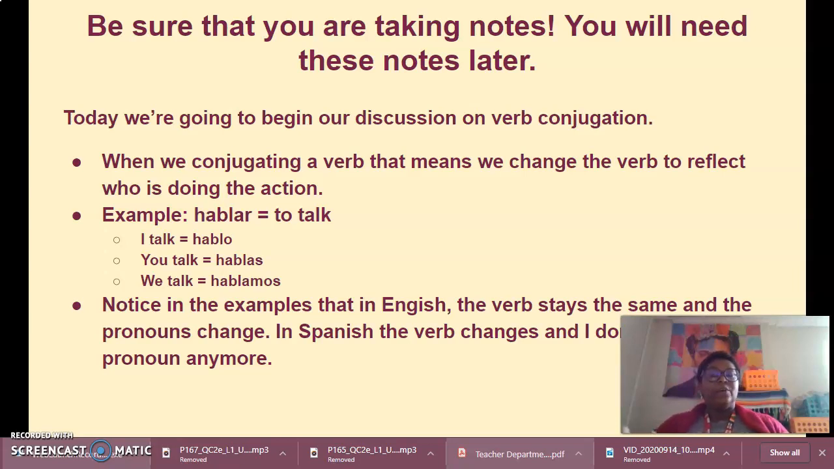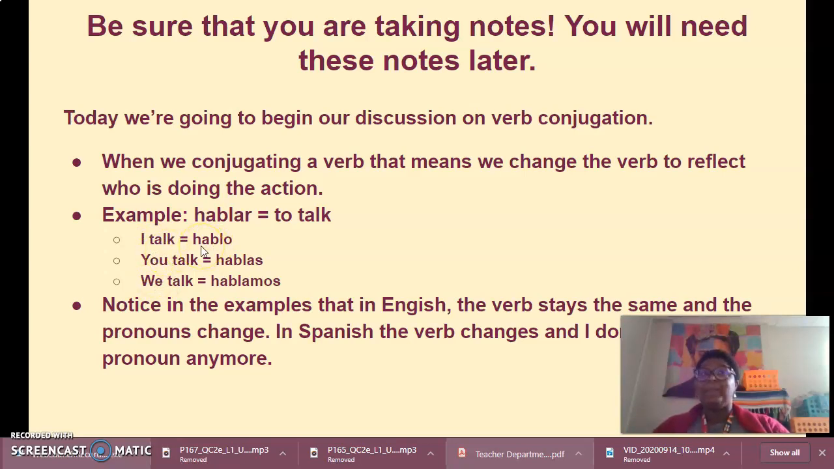All right, so take a look at what just happened there. As you can see on the example I've got on the screen, in English, the verb doesn't change that much. We say talk, talk, talk. I talk, you talk, we talk. What changes is the pronoun. In Spanish, the verb itself changes.